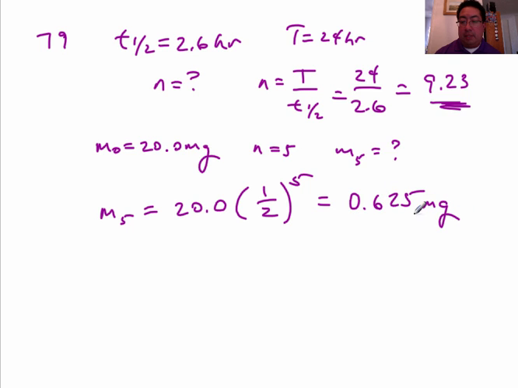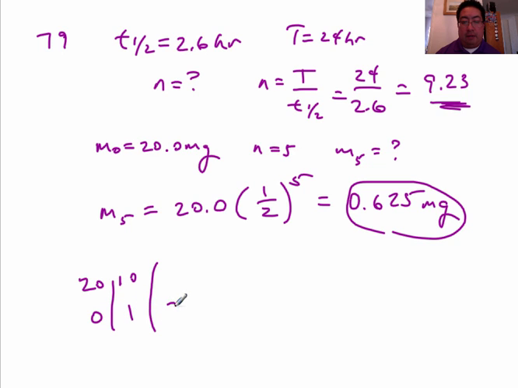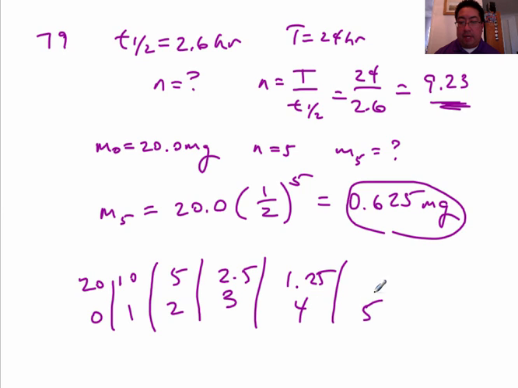And that equals 0.625 milligrams. And if you divide it by 1/2 5 times, so for instance, 20 is at 0, then we have 10 after 1 half-life, after 2 half-lives there's 5, 2.5 after 3 half-lives, and then 2.5 divided by 2 is equal to 1.25 after 4, and then after 5, it's 0.625. So proof that both methods work.